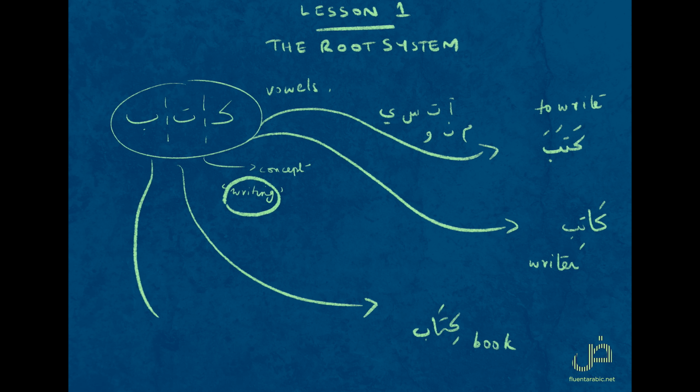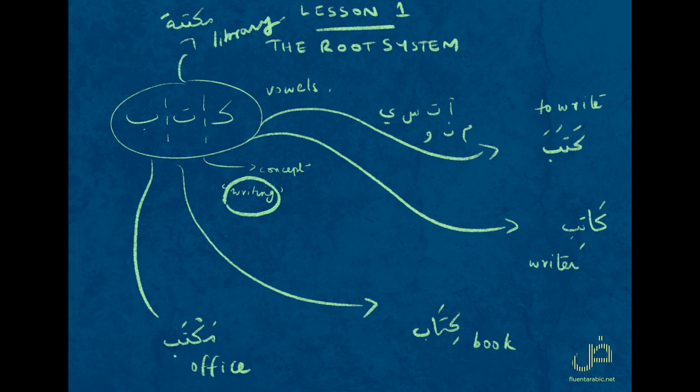We can take maktab, which means a place where things are written. For instance, an office. Maktab can mean an office because things are written in the maktab. We have maktaba, which means library, again associated with the concept of writing.